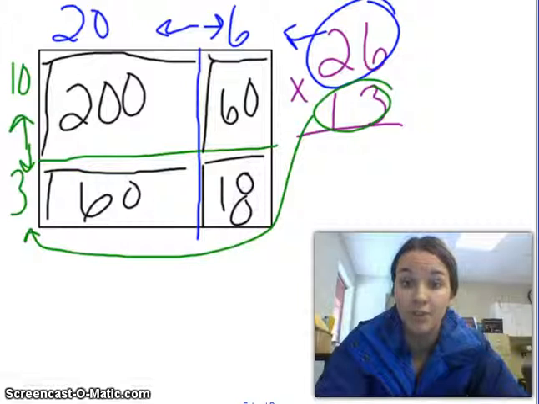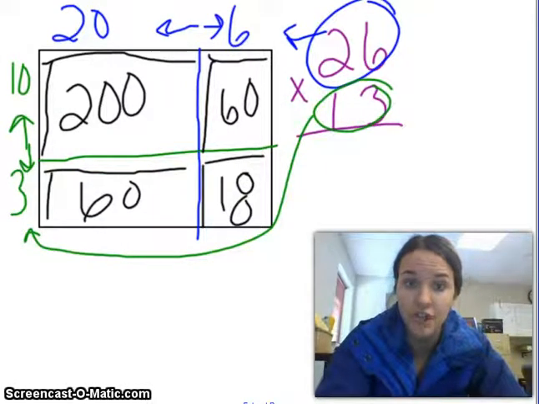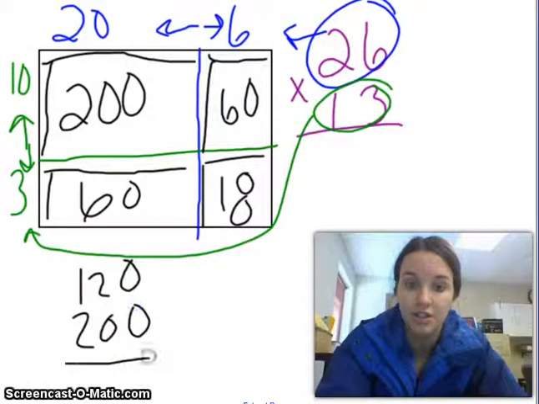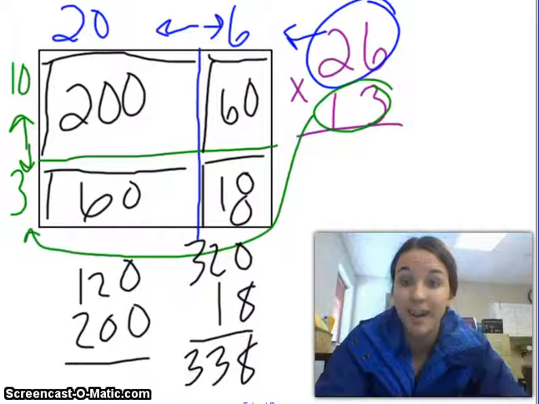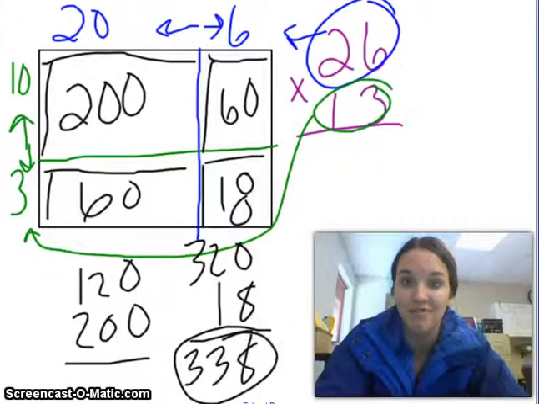Finally, we need to put those numbers together because I have found 4 different partial products. So 60 and 60 is 120 plus our 200 is going to give me 320 plus 18 more. So we could say that the product of 26 and 13 would be 338.